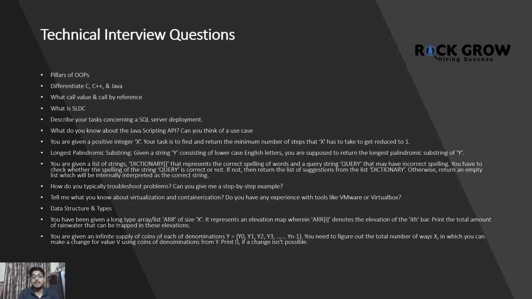You're given a positive integer x. Your task is to find and return the minimum number of steps x has to take to get reduced to 1. Longest palindromic substring. Given a string y consisting of lowercase English letters, you're supposed to return the longest palindromic substring of y. You're given a list of strings, dictionary, that represent the correct spelling of words and a query string, query, that may have incorrect spelling. You have to check whether the spelling of the query string is correct or not. If not, then return the list of suggestions from the dictionary list. Otherwise, return an empty list which will be internally interpreted as the correct string.